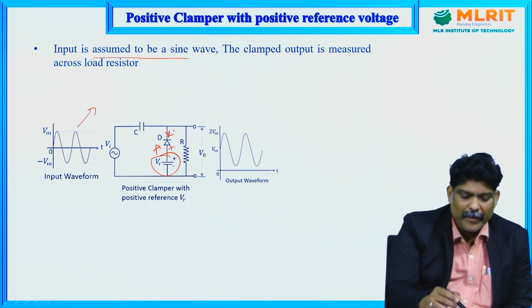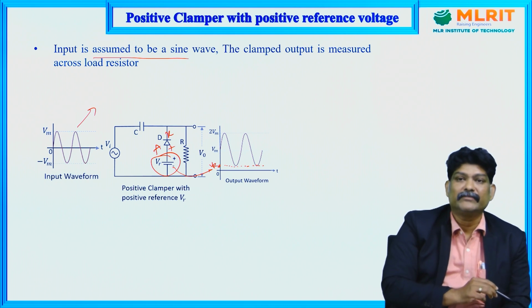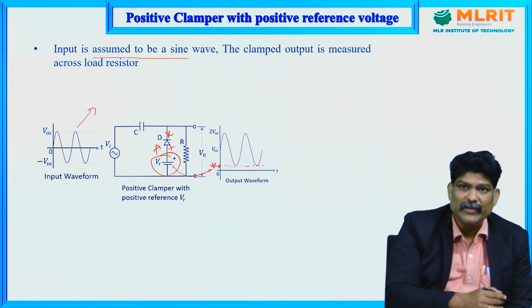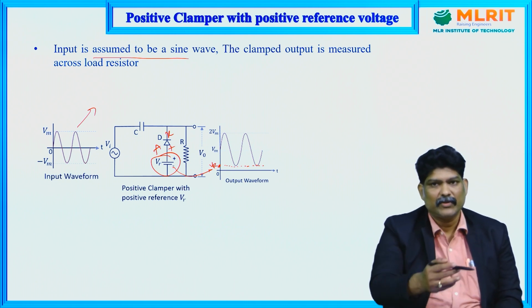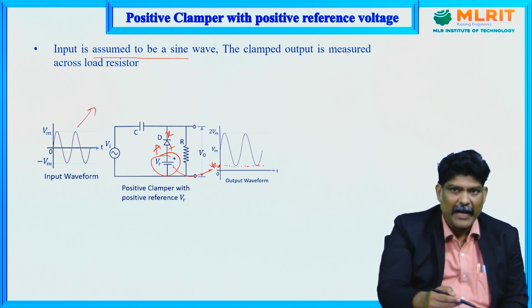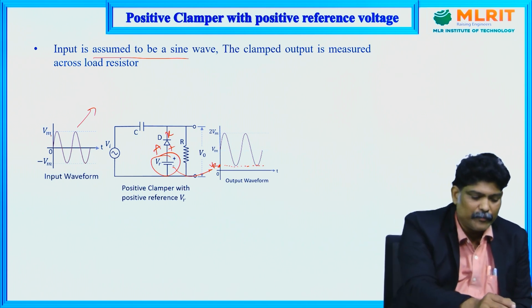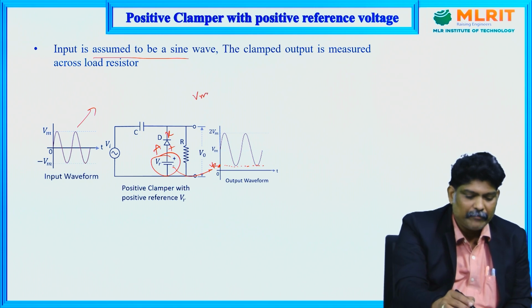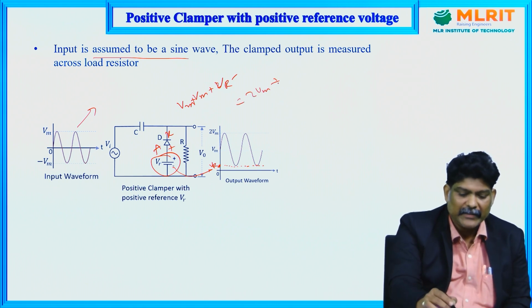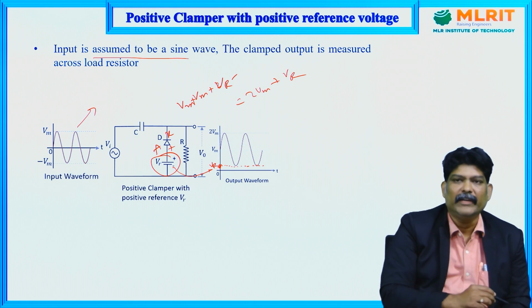Okay. So now what happens here? This is the reference level. Whatever reference we have applied, this much reference voltage will be added or shifted towards the positive side, because it is a positive clamper with some positive reference. So some positive reference voltage will be added to this actual input signal. So we can say this as Vm plus Vr. Vm plus reference voltage. So it becomes 2Vm plus Vr. So this part will be Vm.